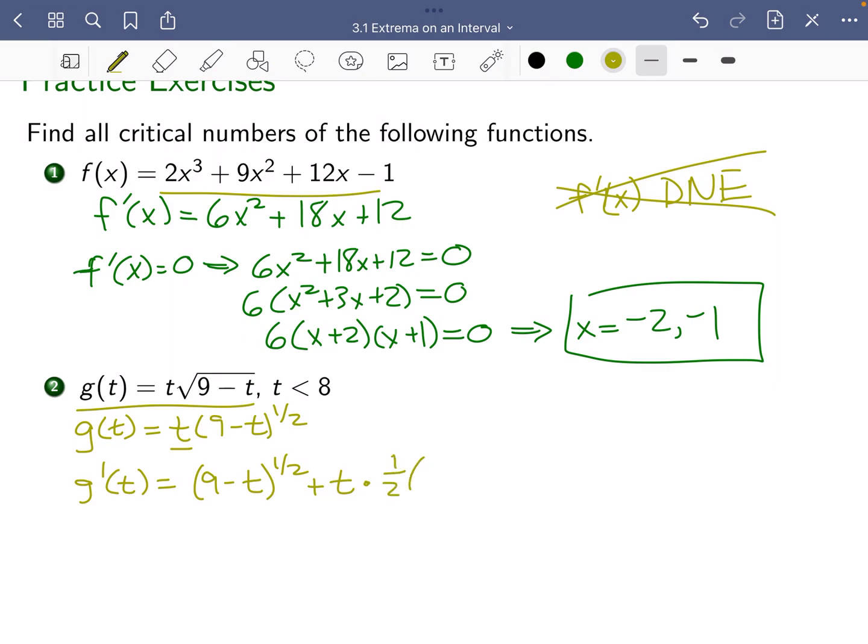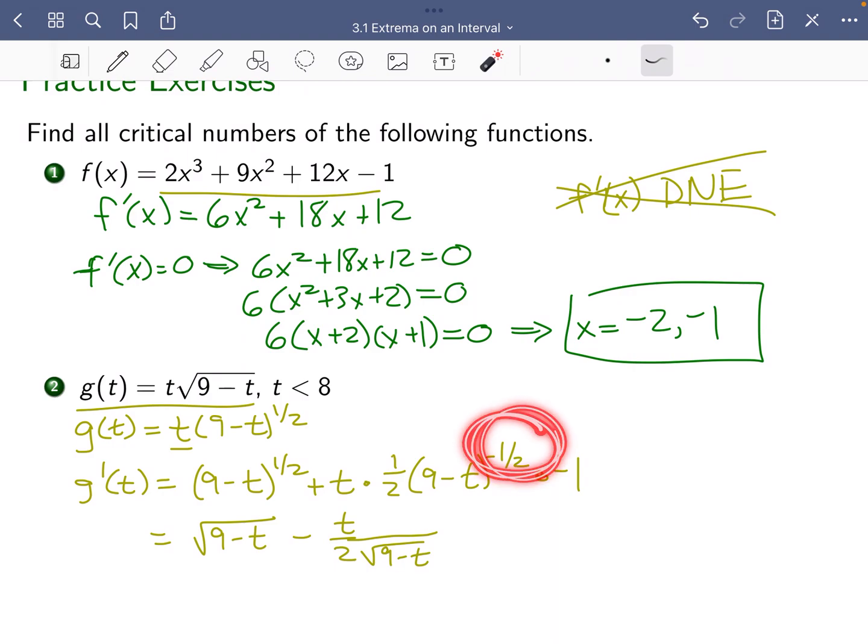So we'll have 1/2 times 9 minus t to the negative 1/2. We have a chain rule that's going to happen there. We need to multiply this by the derivative of the inside. Our inside has a derivative that's equal to -1. And so we have the square root of 9 minus t minus t over 2 square root of 9 minus t. And that 9 minus t in the second one is in the denominator because its power is -1/2.